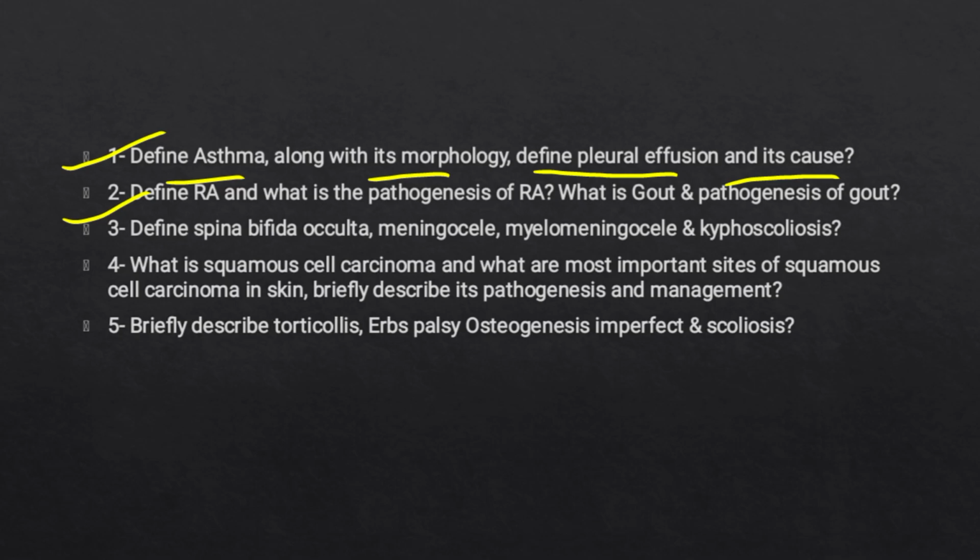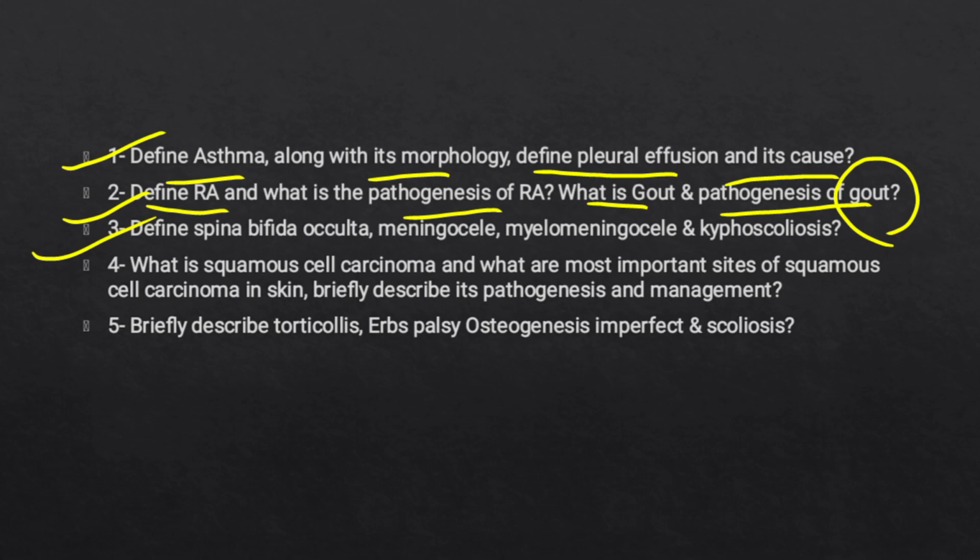The second question is: define rheumatoid arthritis. It is an autoimmune disease. And what is the pathogenesis of RA? What is gout and the pathogenesis of gout? In this, uric acid becomes increased.